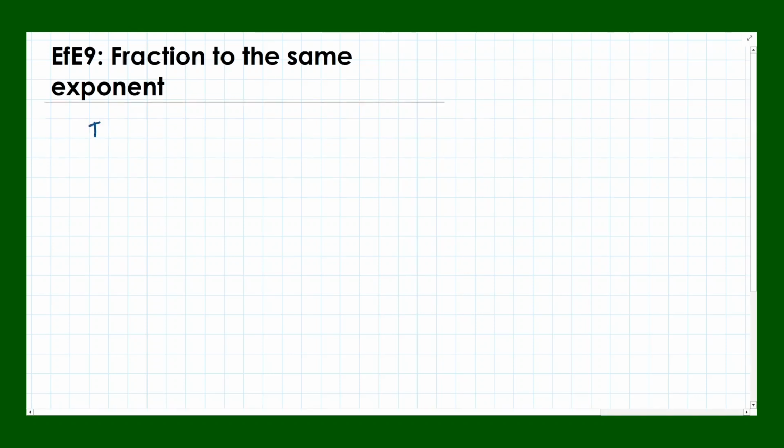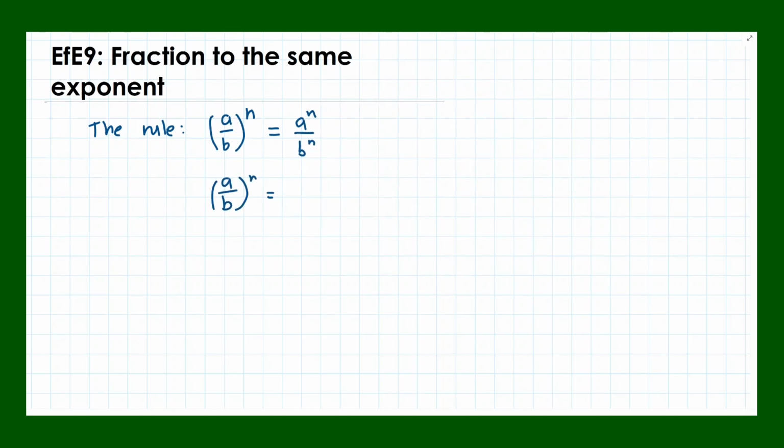So let us start again by reminding ourselves what the rule is. Let us have a fraction a over b and raise that to the nth power. Well, that's going to be the same as a to the n over b to the n. And as a side note, I'd like to remind you and make sure that you remember and understand that these two things are not the same.